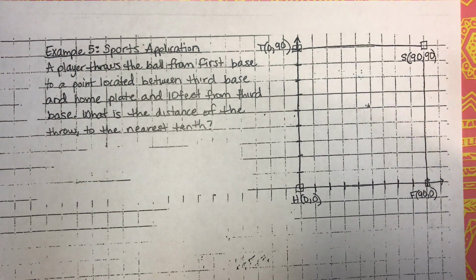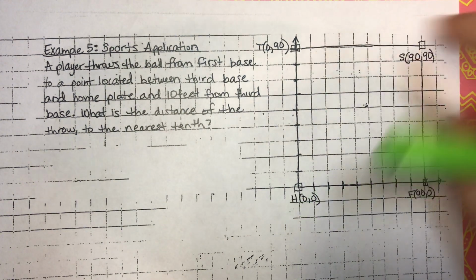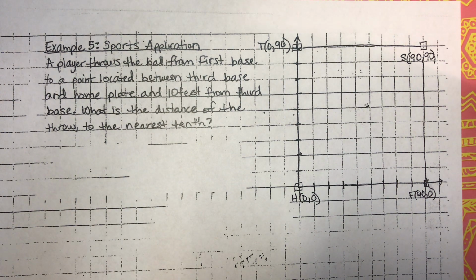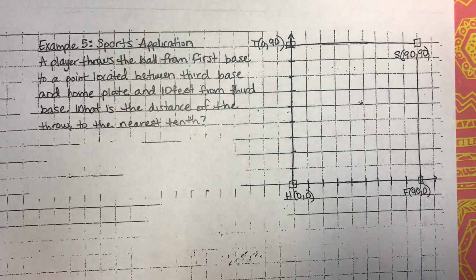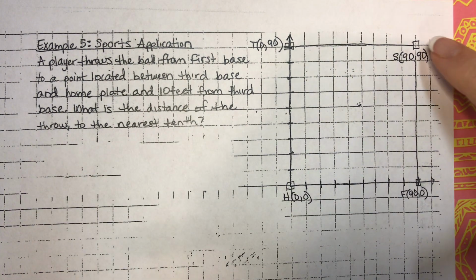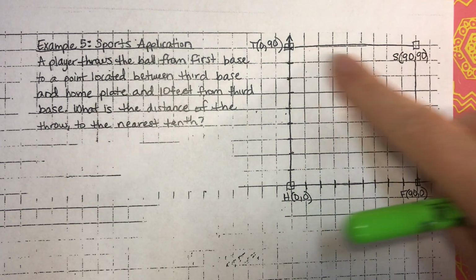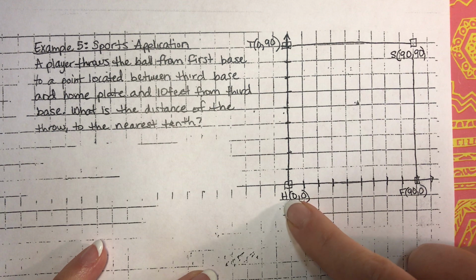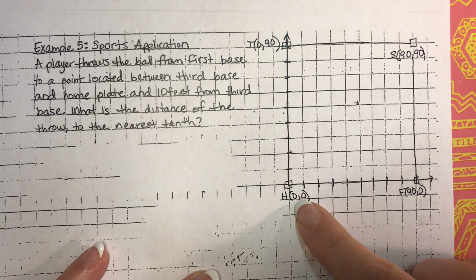All right. So this is baseball, right? In baseball, you have home plate, first base, second base, and third base. What we're going to do is put this problem in a coordinate plane, which means we're going to give home plate, first base, second base, and third base ordered pairs. Home plate, we're going to call our origin. So that's going to be 0, 0.